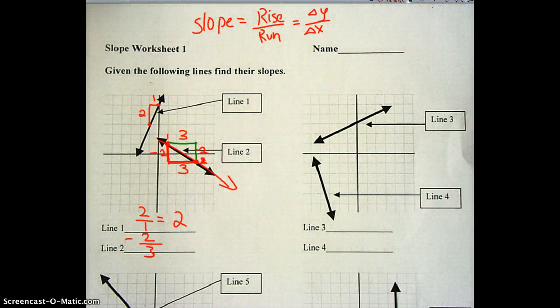Pause the video here and try to do lines 3 and 4 on your own. And keep going. When you get stuck, check in with the video because I will walk through every solution here. So pause it now, try to do the rest of them on your own, but restart the video when you get stuck.